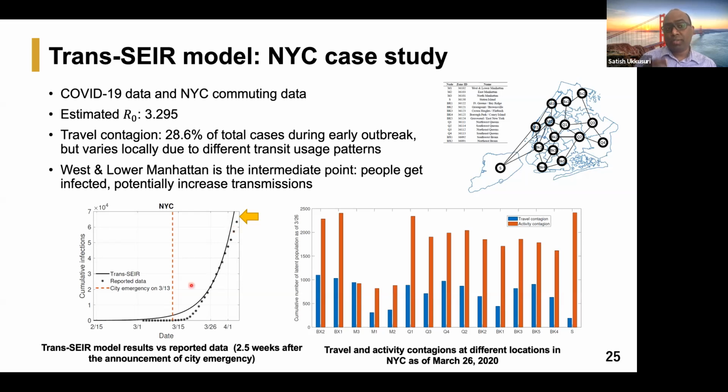But we can also make these predictions at a more disaggregate level for each of the different zones in this particular city. That's what is shown here, in terms of the predictions due to travel contagion as well as activity contagion.